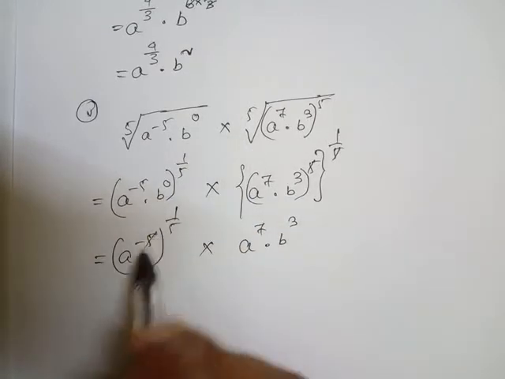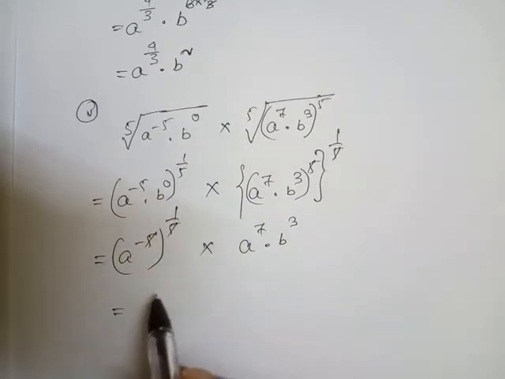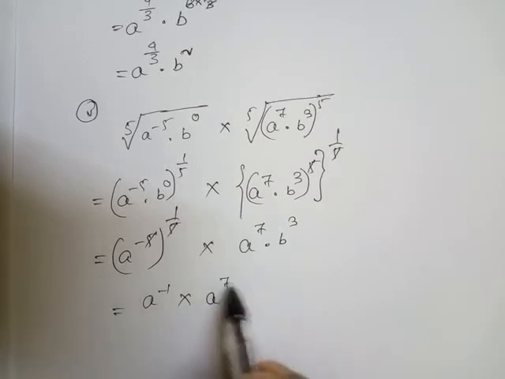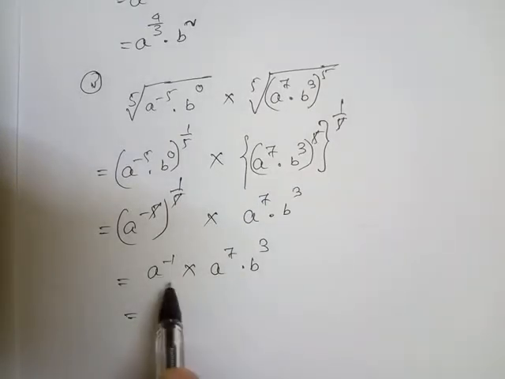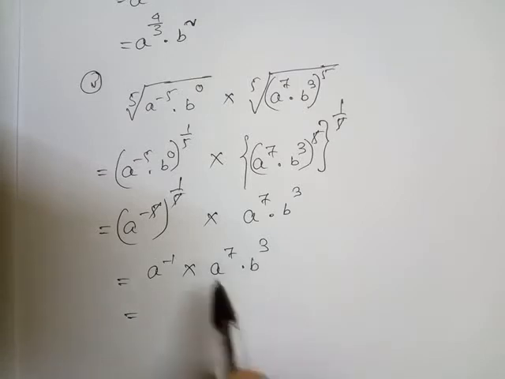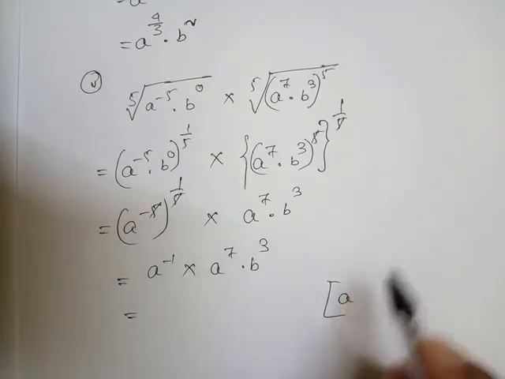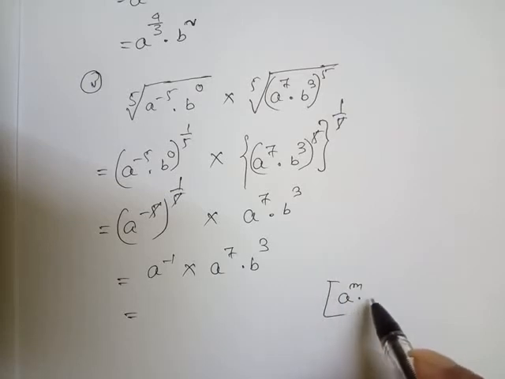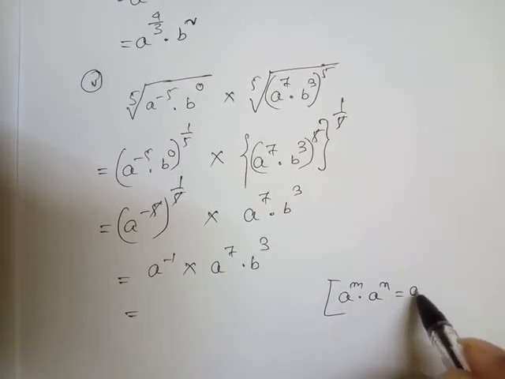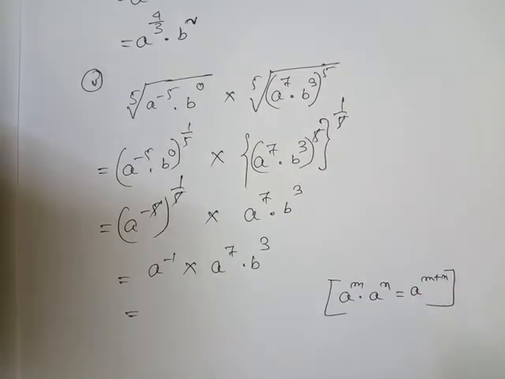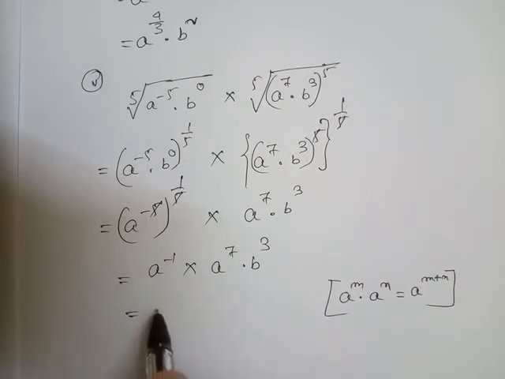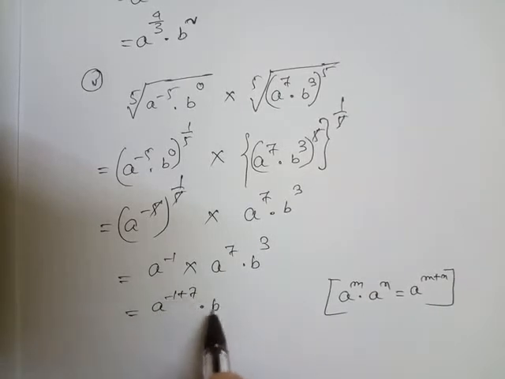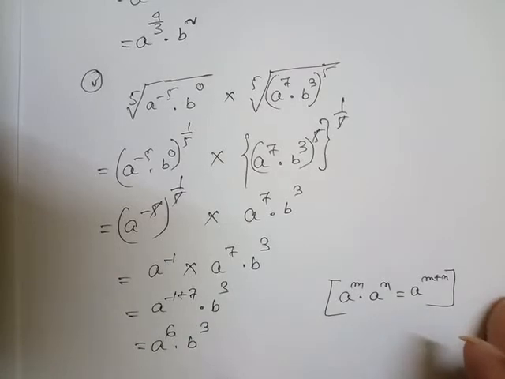Now look here, next one, 5 and 5 cancel again, so here would be a to the power minus 1 into a to the power 7 into b cube. Now, the bases are the same, so powers should be added. We know the formula: a to the power m into a to the power n is a to the power m plus n. Since these are all in multiplication, we can use the formula here: a to the power minus 1 plus 7 into b cube. So the answer is a to the power 6 b cube. This is the answer of Roman 5.